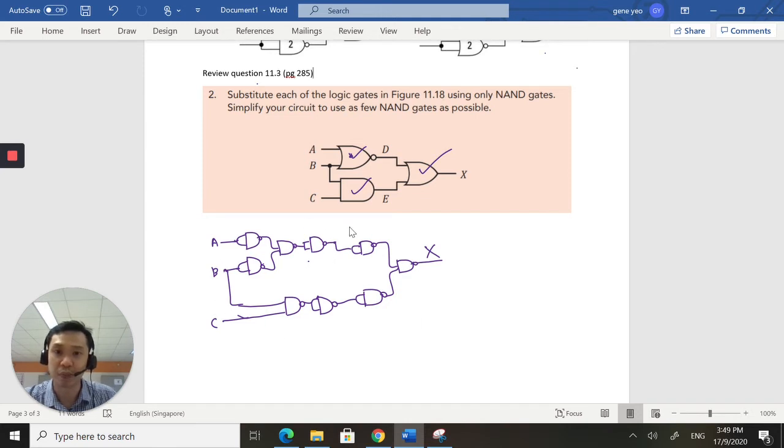All right, so I've completed drawing this whole circuit only using NAND gates. So if you notice, I've done all this only using NAND gates, right? But they want as few NAND gates as possible. So this is where I can start canceling stuff.